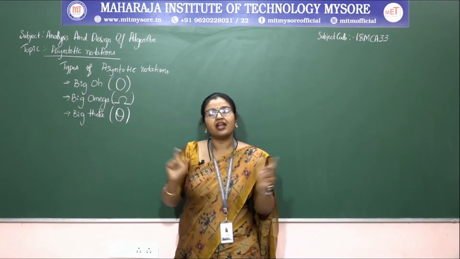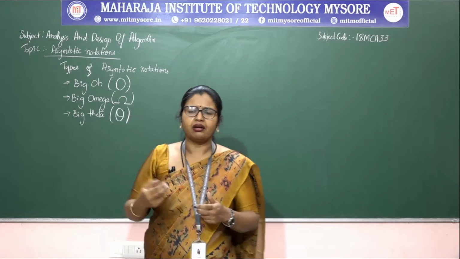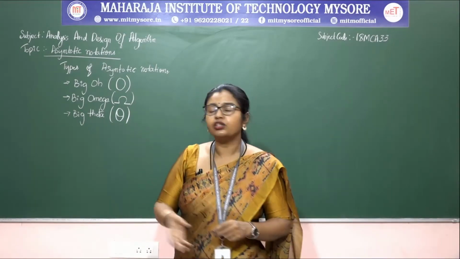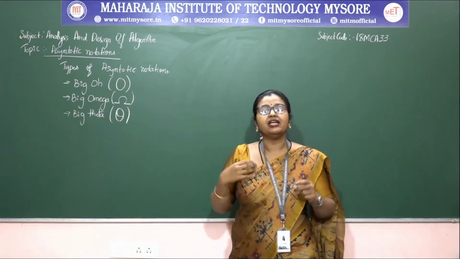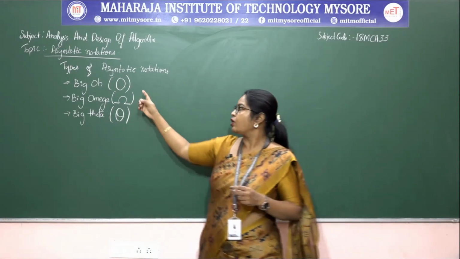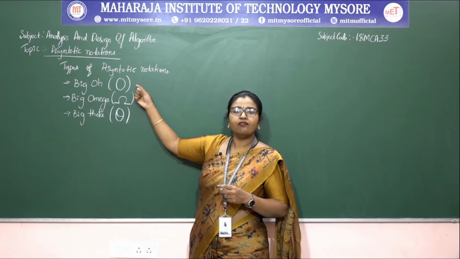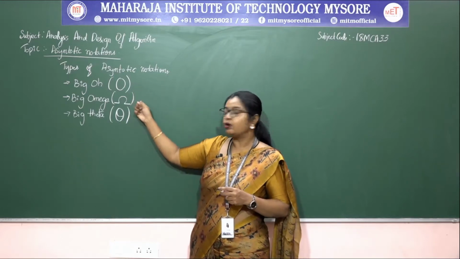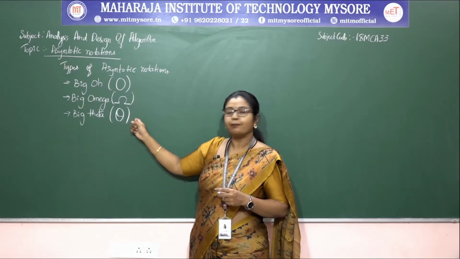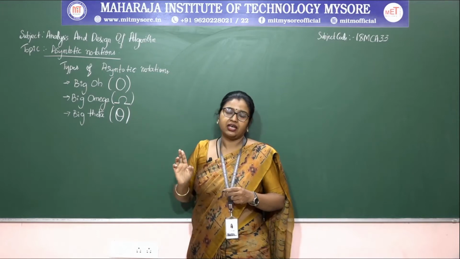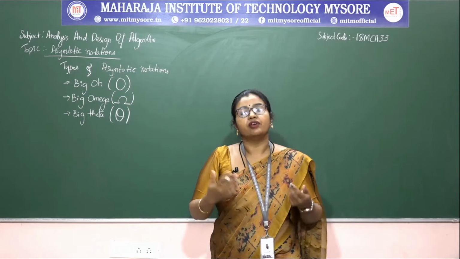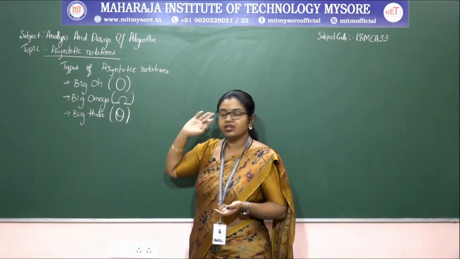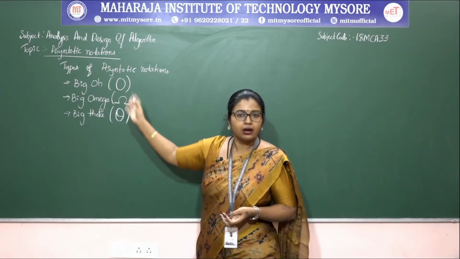That is the terminology, or else we can represent the order of growth in terms of big O, big omega and big theta in general. Usually we use big O for worst case, big omega for best case and big theta for average case. If not, the worst case can also be represented using any of these representations.